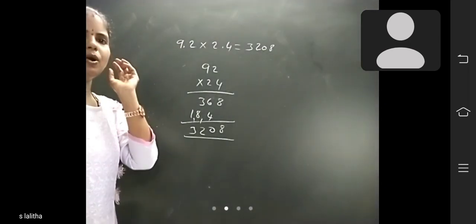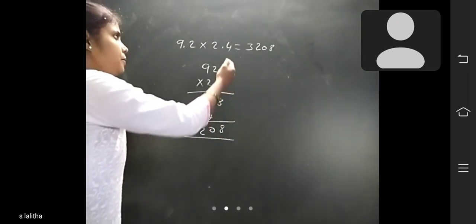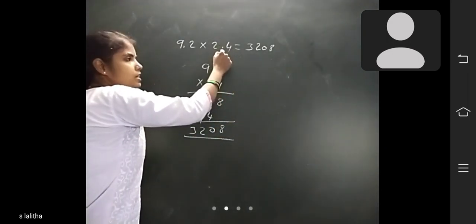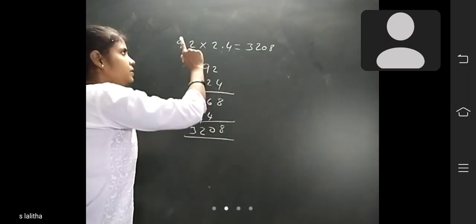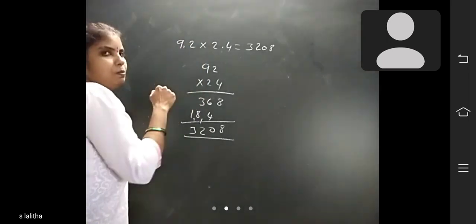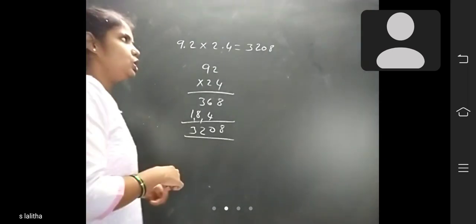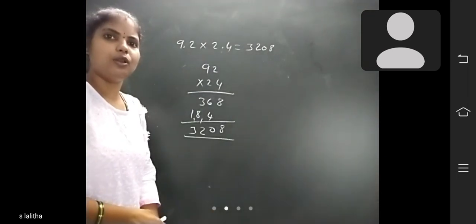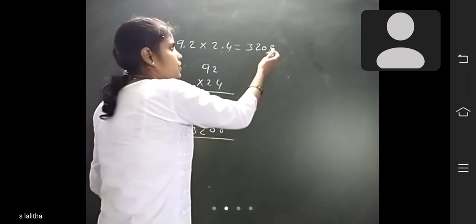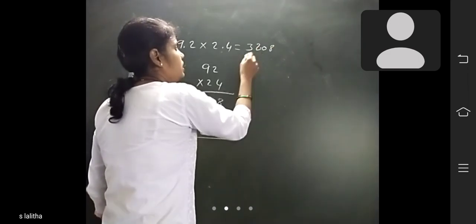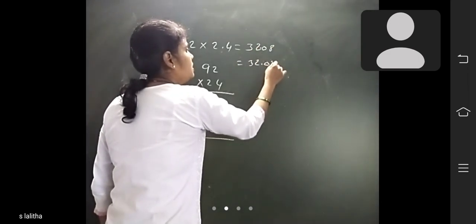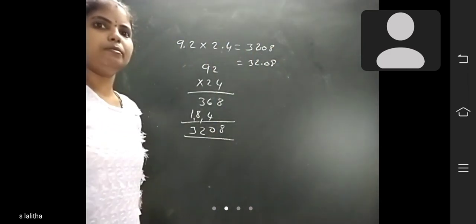Now the decimal point. You have to count how many digits there are after the decimal point. Here one digit after the decimal point is there. Here also one digit after the decimal point is there. So 1 plus 1, how much? 2. So you should keep the decimal point two digits from the right side to the left side. So what is the answer? 22.08. Did you understand, ma'am?